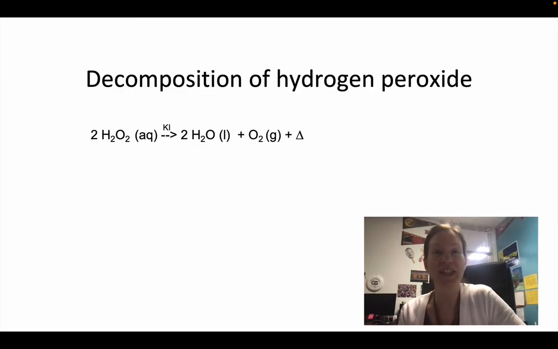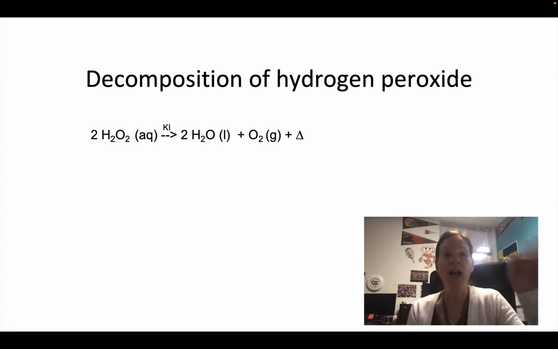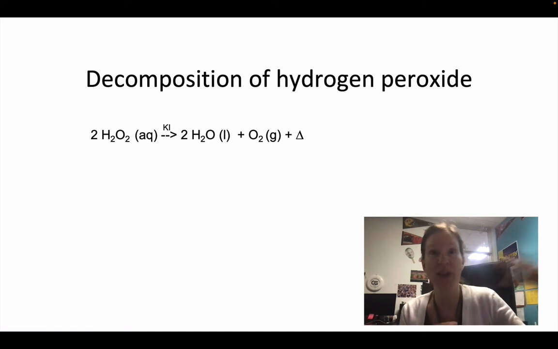So here's an example of what this looks like put all together. I'm going to use the decomposition of hydrogen peroxide you saw in lab yesterday. So hydrogen peroxide is H2O2, and in that bottle, it was 3% hydrogen peroxide and 97% water. So that's a solution, so it's labeled AQ. We produce oxygen, we know that from the flame test, and then also water. Water's a liquid, oxygen's a gas, so they're labeled as such.